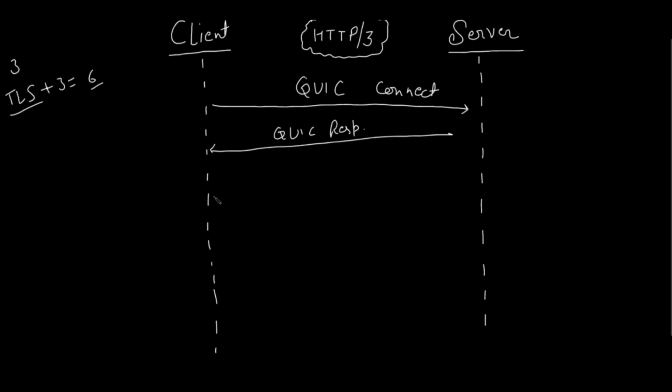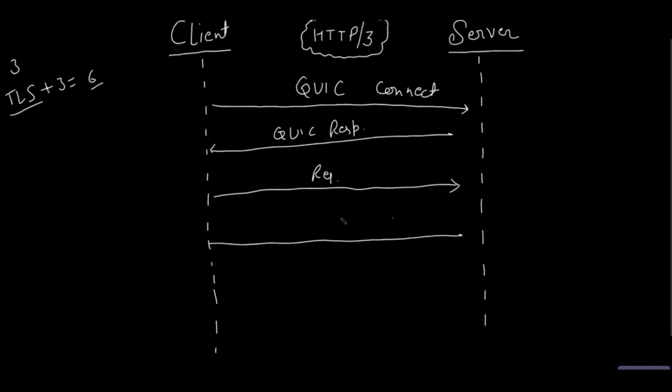Now after that, a client can send the request from client to server and can get the response from the server. And remember, these requests and responses are in packets. So now these request and response packets can travel out of sequence between client and server. There is no such restriction as we used to have in TCP.